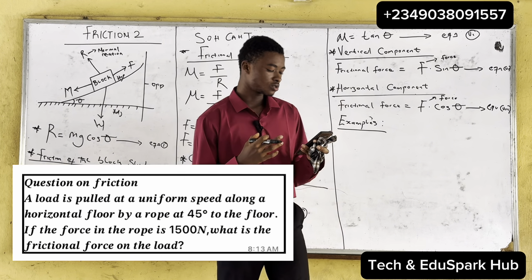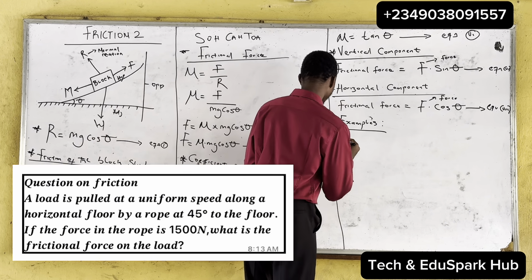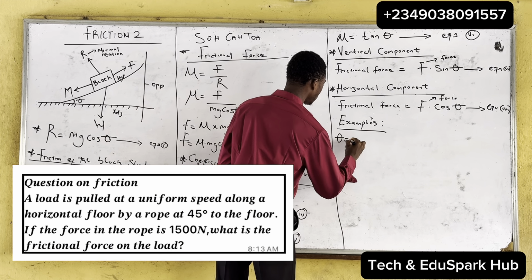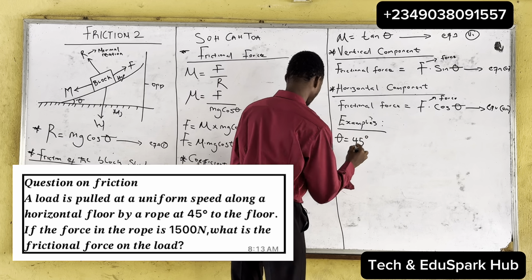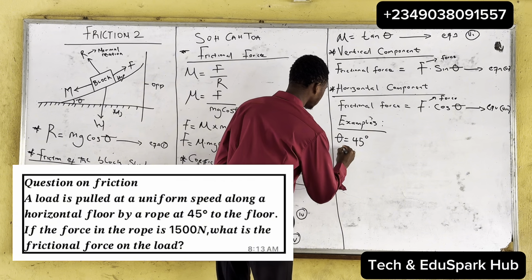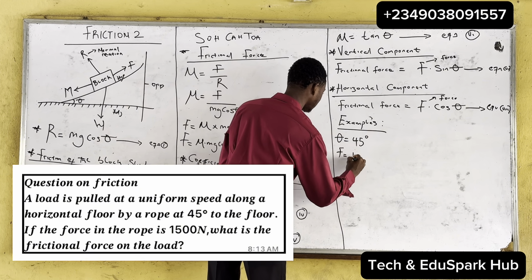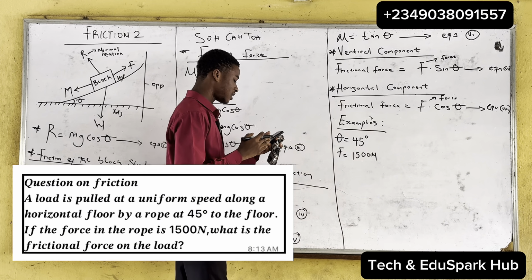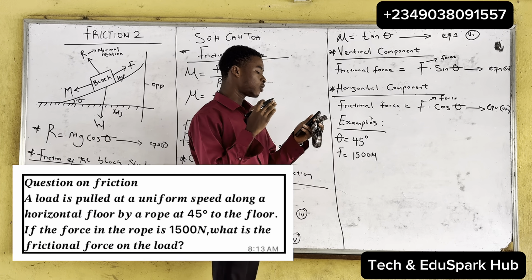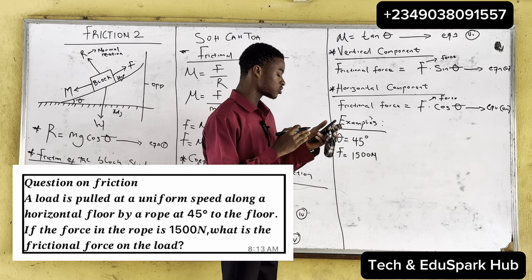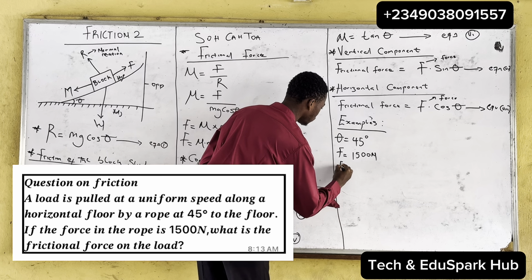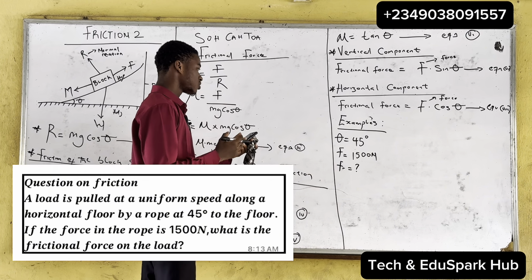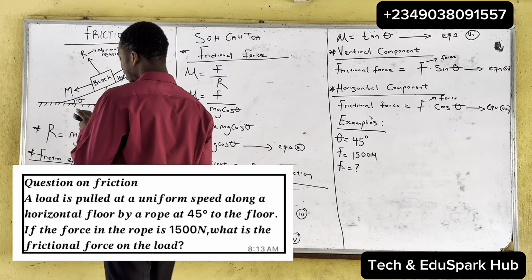Looking at this question, we are given the parameters. The first parameter is theta, which is the angle, equal to 45 degrees. We were also given the force, which is equal to 1500 Newton. These are the two parameters that we are given in this question. And the question is asking, what is the frictional force on the load? So they are asking for the frictional force, Fr, which is unknown. Which of these formulas do you think we can apply to this kind of question?